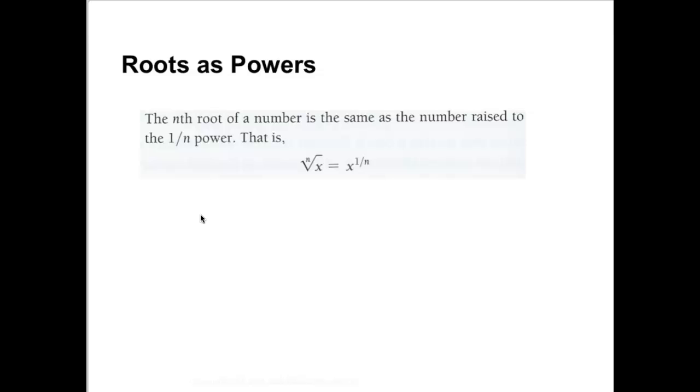The other thing is you can write any root as an exponent using this rule. So it's understood if you have the nth root of x, that's x to the 1 over n. And so really, to take this further, you could have the nth root of x to the m power, and that would be x to the m over n.